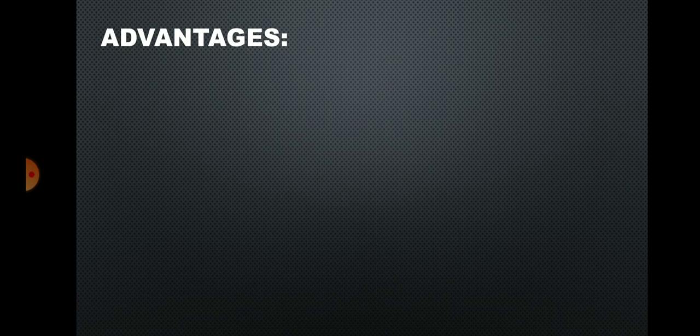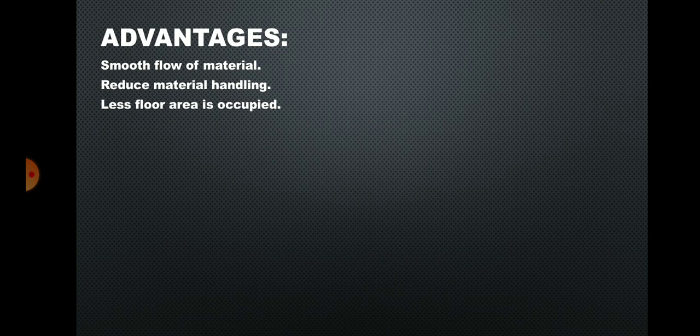So what are the advantages of product layout? The first one is smooth flow of material. As we saw in our example, the water bottle moves along a straight line and a smooth flow is carried out. It reduces material handling. There is no extra material handling equipment required. Less floor area is occupied because the process goes along a smooth flow line, so no more area is required.